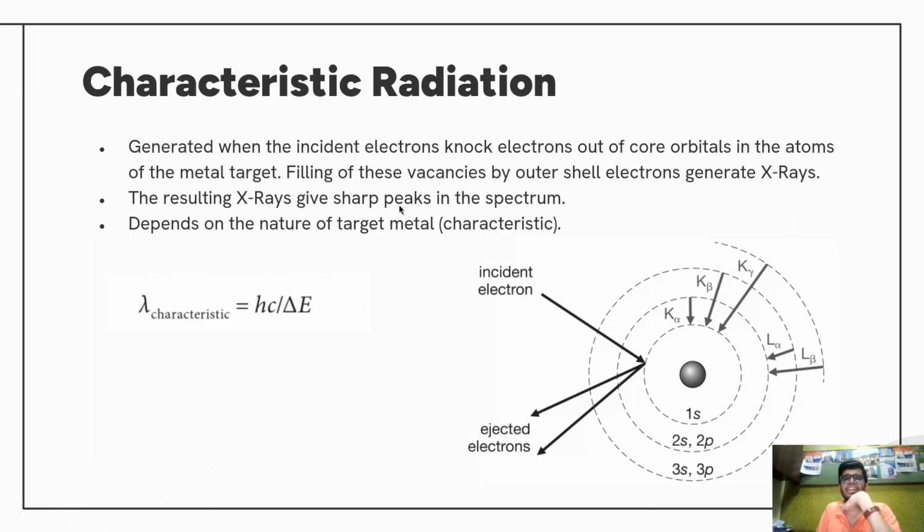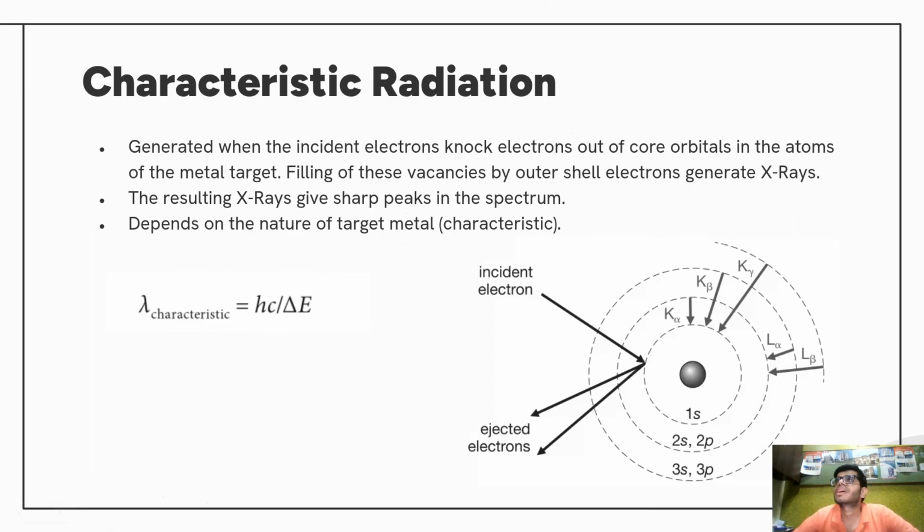These resulting X-rays give sharp peaks in the spectrum, and these peaks depend on the nature of the target metal. Why is that? Because lambda characteristic is hc by delta E, and this delta E is the energy level difference for the atom. We know from the expression that the difference in energy levels increases with increase in atomic number. So if we use a different metal, lambda characteristic could decrease or increase depending on its atomic number.